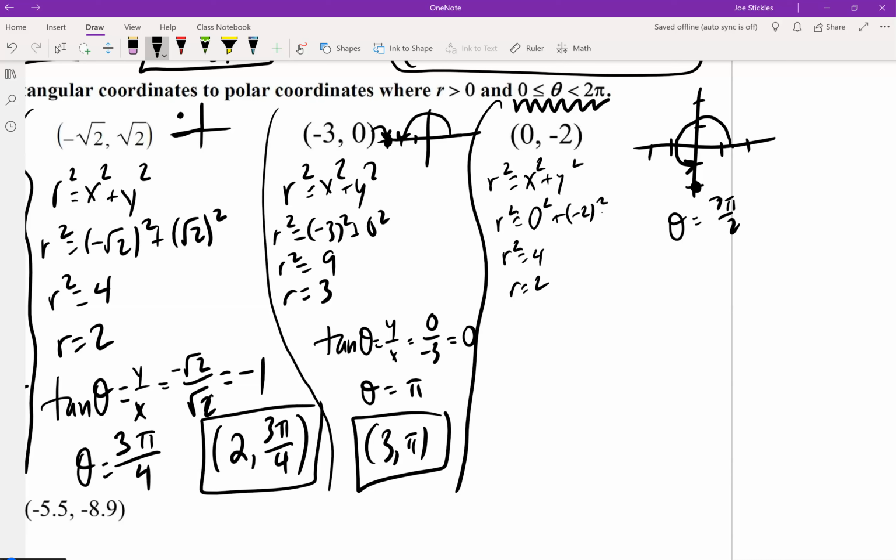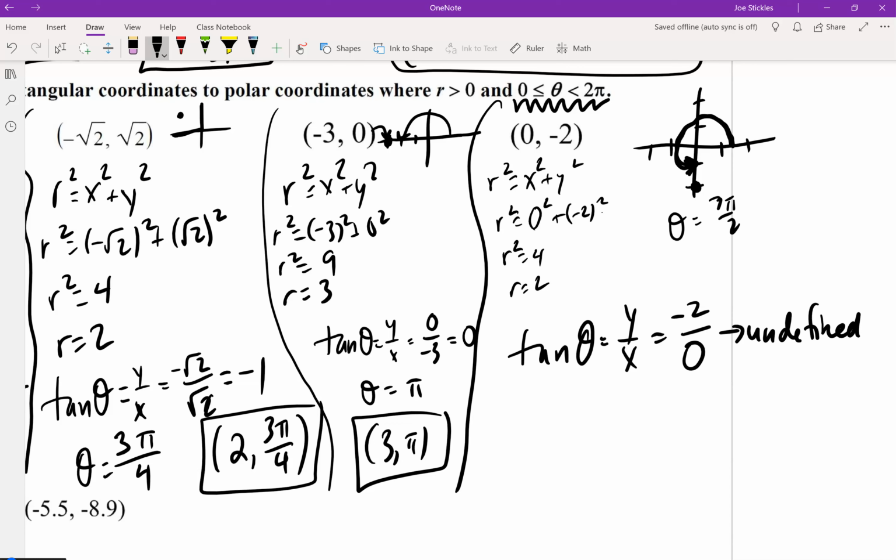Because again, going from the positive x-axis and making a positive angle, right? Got to rotate that way. What would we have seen had we tried the formula? Tangent of theta equals y over x. Y is negative 2, x is 0. Uh-oh, we've got a 0 in the denominator. That means this is undefined.